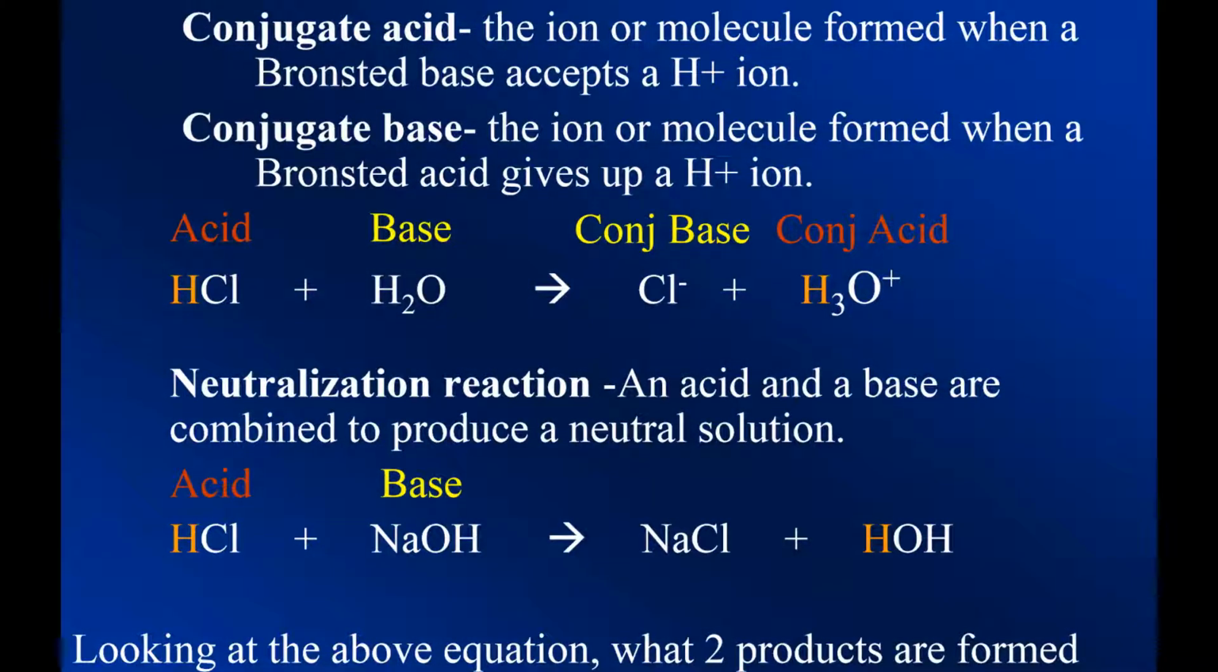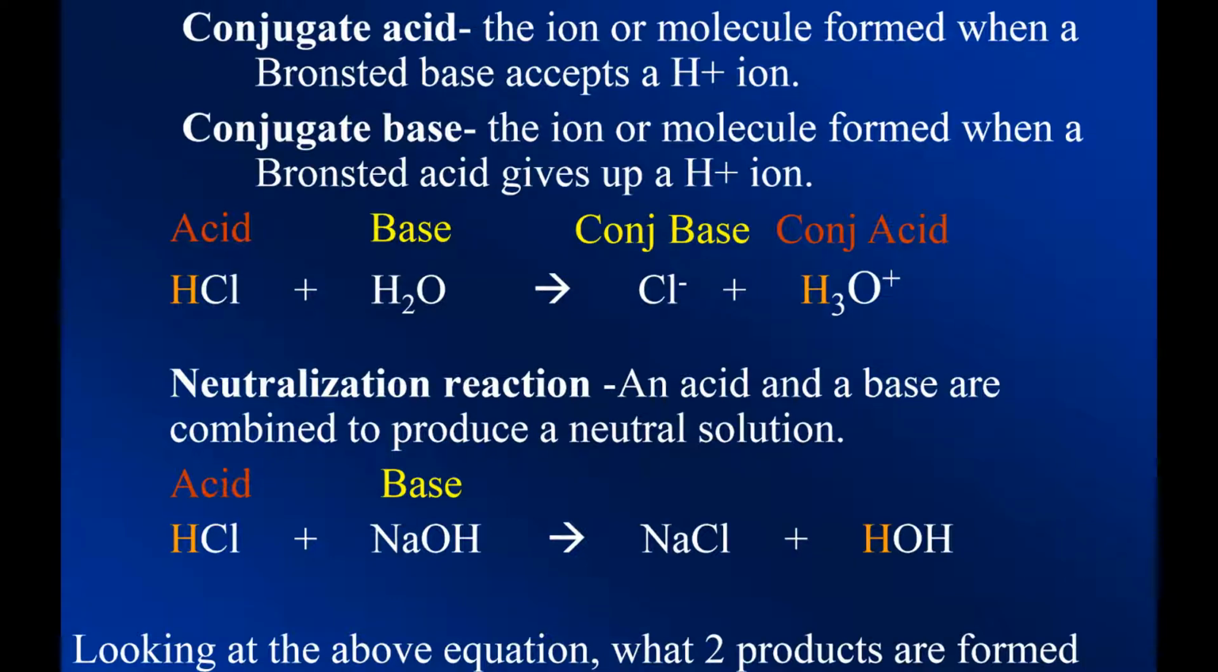Okay, guys, this is the conjugate acids and bases video, and it won't be too long. It's a pretty short one. But anyways, first of all, a conjugate acid is the ion or molecule formed when a Bronsted base accepts an H plus ion. So you remember, a Bronsted base is one that receives H plus ions. A Bronsted acid is one that is going to give up H plus ions. If those definitions don't make sense to you, understandable, let me show you.